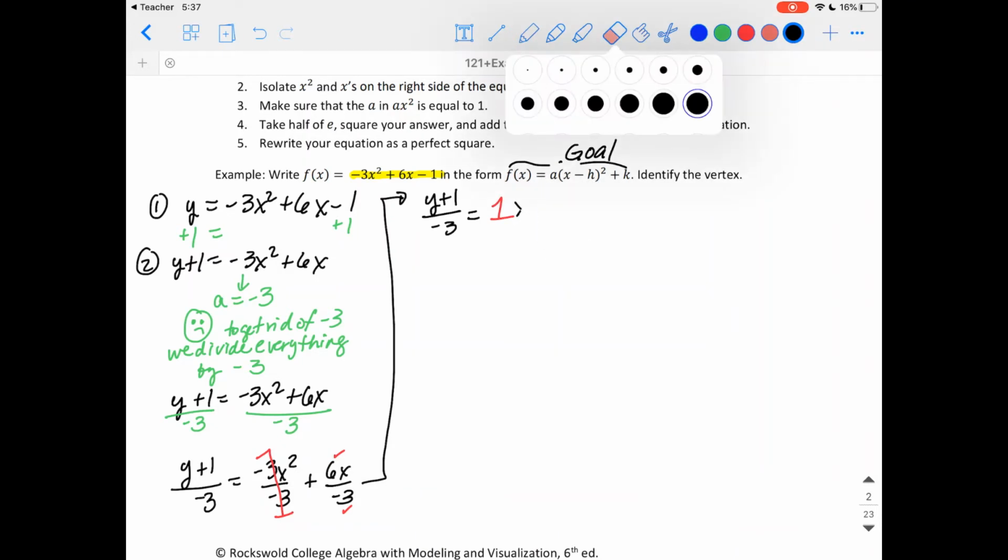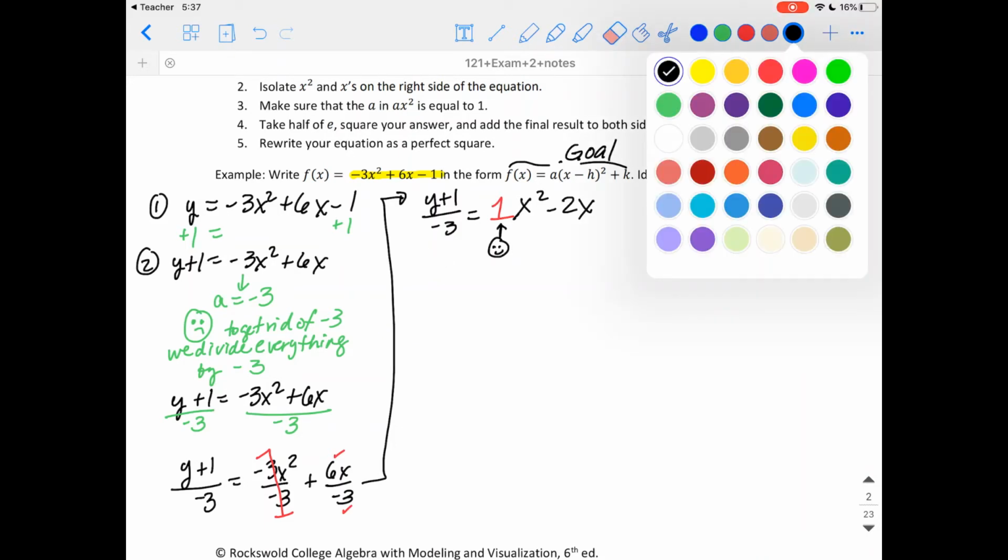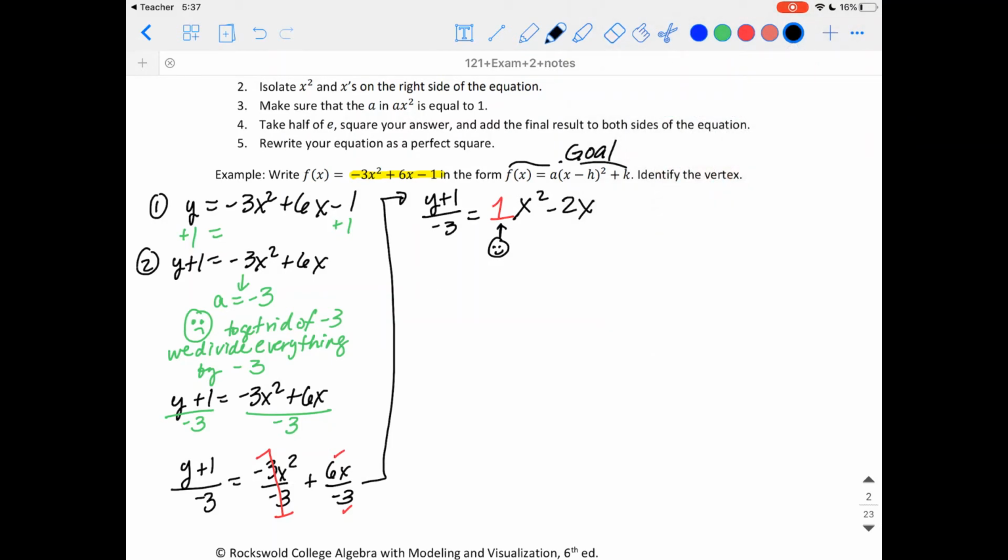Oh, and I took out the mega digga eraser. So it's going to be minus 1x squared minus, and this is going to be 2x. So that 1 is technically what we wanted. So we're happy now. And it's an understood one, because really the way it should be written down is y plus 1 over negative 3 is equal to x squared minus 2x. And we do have that understood one in front.